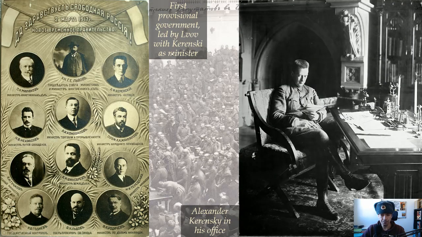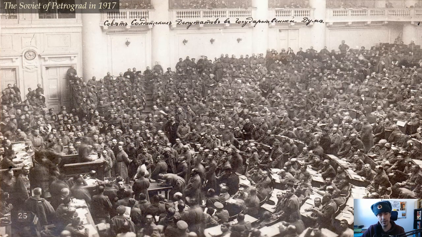And this is the first provisional government. This is Alexander Kerensky here, and also here in his office while he was in charge of the government. This is the Soviet of Petrograd, the photo that I showed you at the beginning. And here all the workers and soldiers of Petrograd were represented.